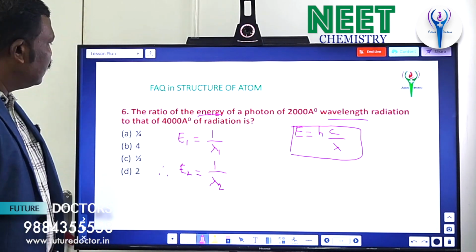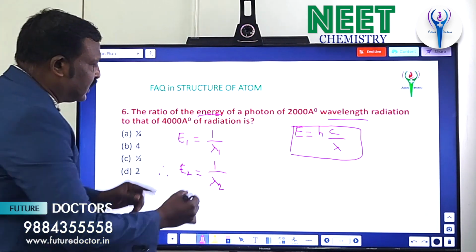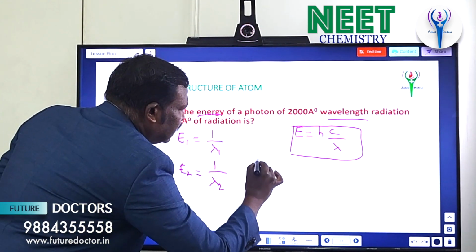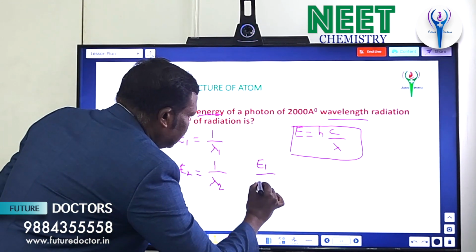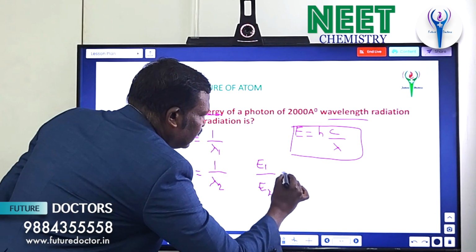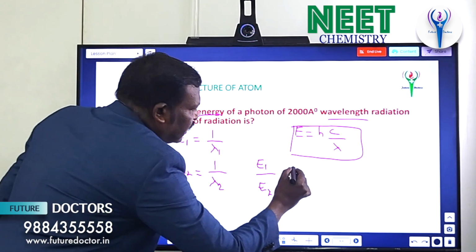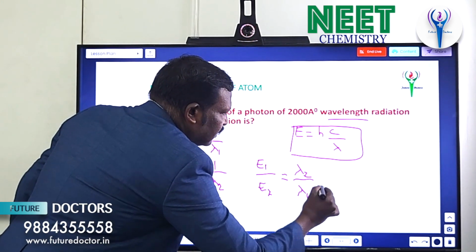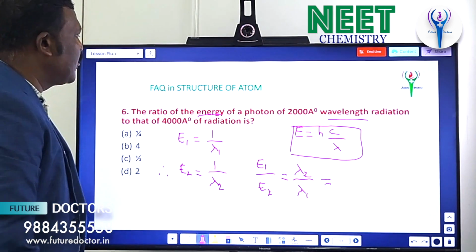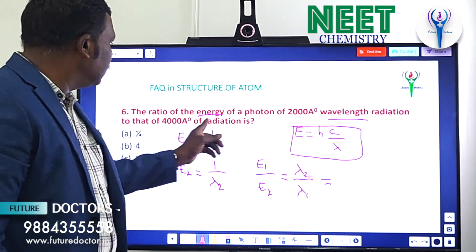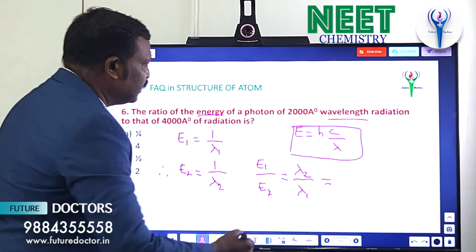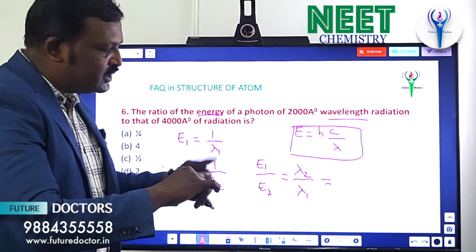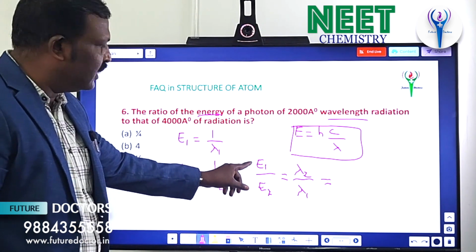Okay. So suppose it is considered as the first one, so E1 by E2 is equal to what? How to write this one? Lambda 2 by lambda 1. Understood? Okay. Lambda 2 by lambda 1. Okay. So here, lambda 2 is what? 4,000, no? 4,000. Are you following? Okay. Energy and wavelength are inversely proportional. Then only I am writing this formula. Understood? Okay.